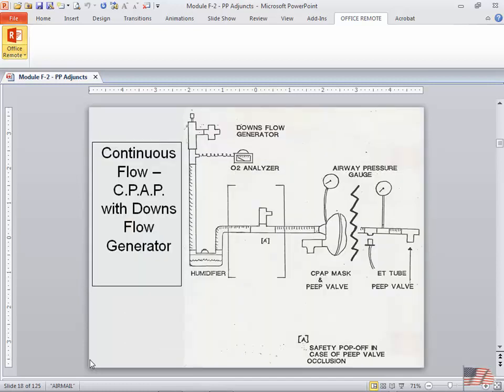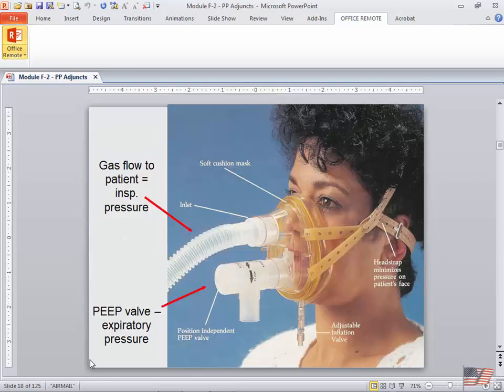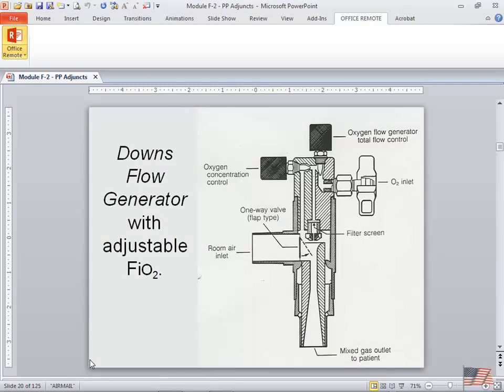Another example, instead of using a series of flow meters, I'm using a downs flow generator with an analyzer, just like we were using on the OptiFlow. So that high flow can go to the mask. Here's a different type of resistor. This one happens to be a spring-loaded valve, but basically the patient is exhaling and a constant positive pressure is being maintained. That's the issue. We've talked about the downs flow generator prior. That's the one we're making the adjustment for the high flow setup.